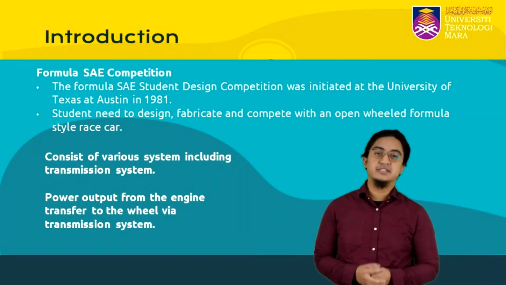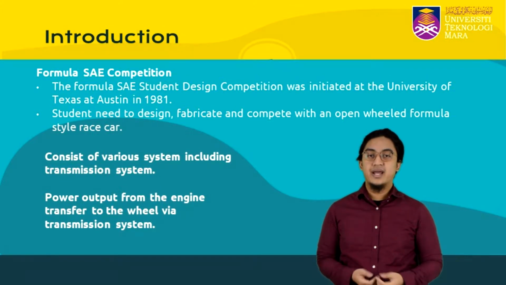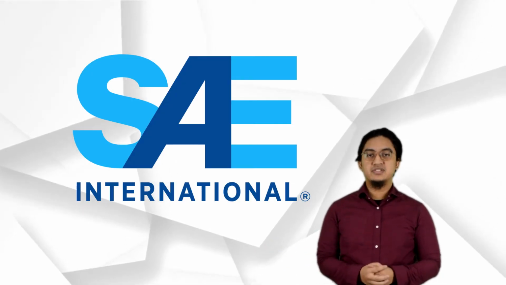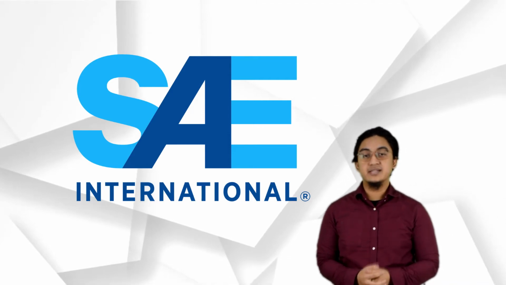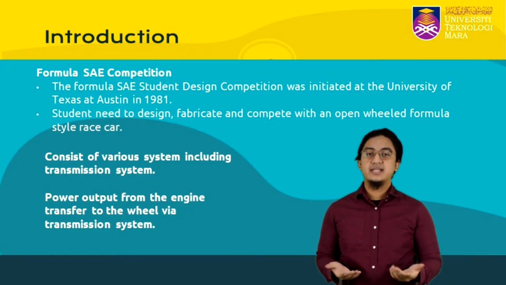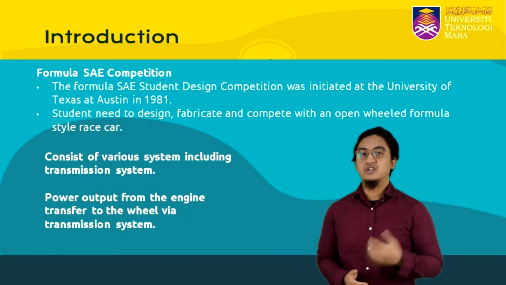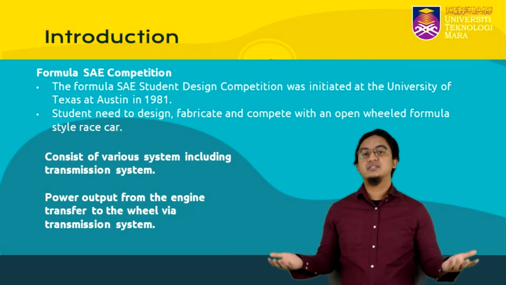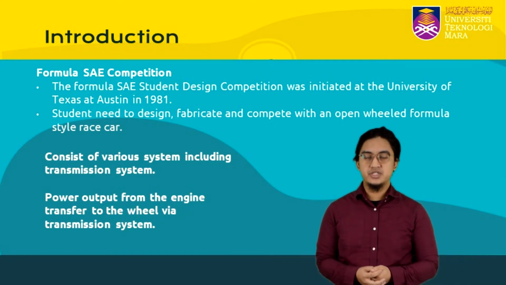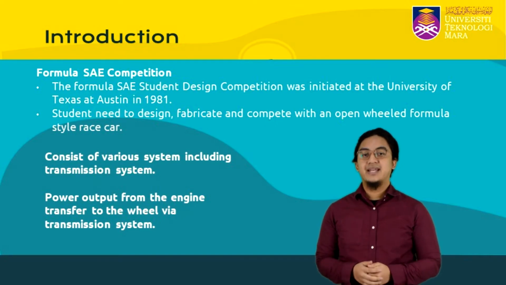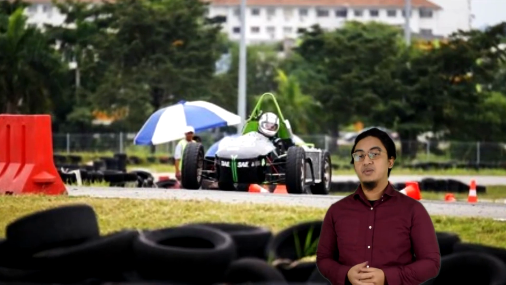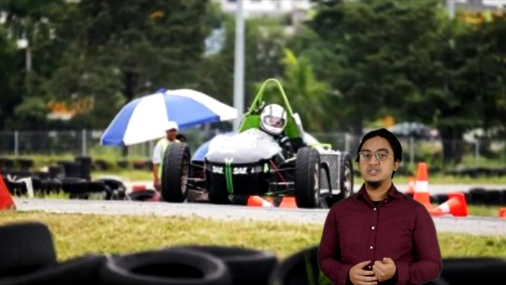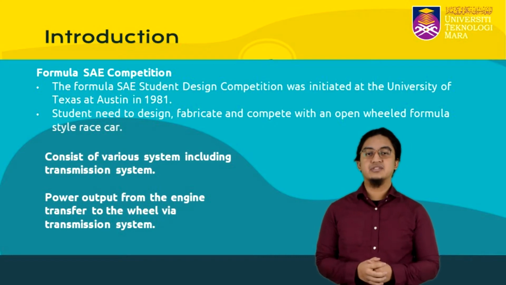Formula SAE is a student design competition organized by SAE International, previously known as Society of Automotive Engineers, SAE. The competition was started in 1980 by SAE student branch at the University of Texas at Austin. Various groups of students from universities around the world have participated in the competition. Each team of students is required to design, fabricate, and test their small version of Formula type racing car based on the rules and specifications determined by the Society of Automotive Engineers (SAE).